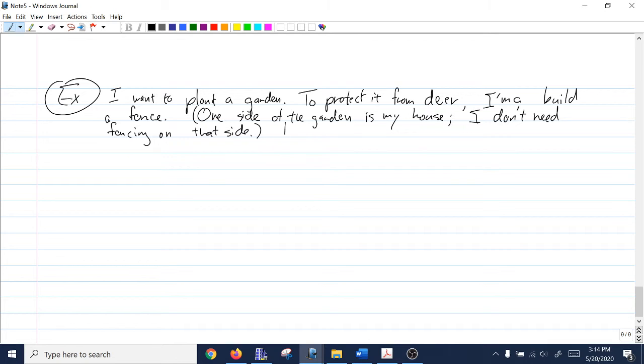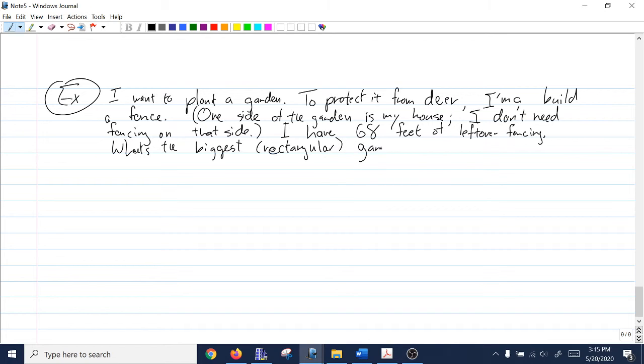I have 68 feet of leftover fencing. What's the biggest rectangular garden I can make with it?